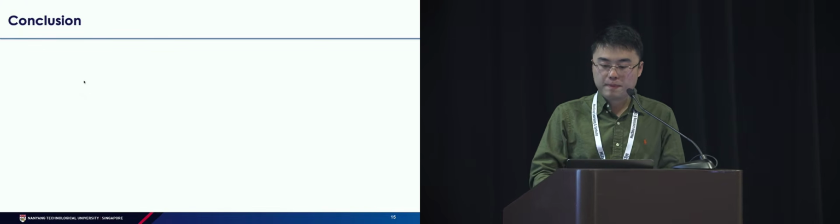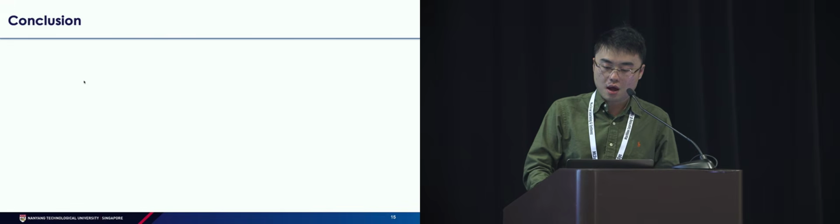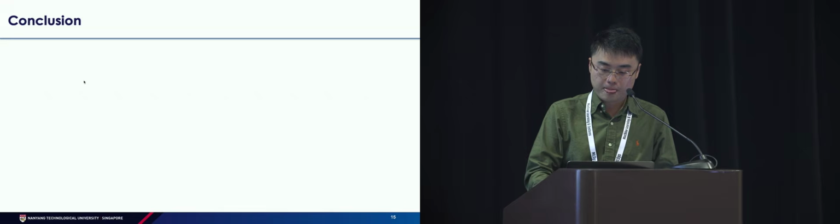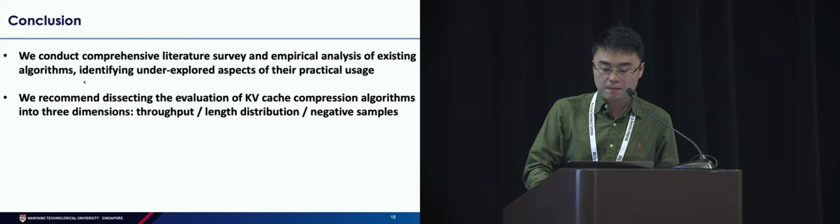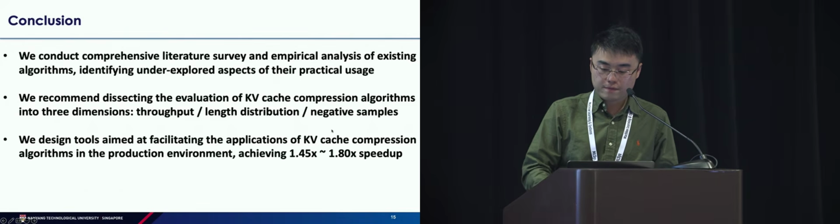To wrap up, our paper gives a thorough review and empirical analysis of KV cache compression and figures out underexplored aspects of existing KV cache compression algorithms. We suggest evaluating the compression algorithms in 3 important areas: throughput, length distributions, and negative samples. And the tools we've provided are designed to make it effective to use these algorithms in production environments.